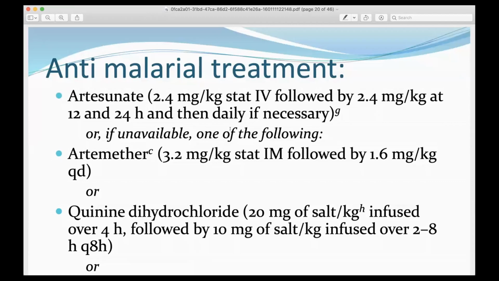Anti-malarial treatment, what will you give? Artesunate. Obviously, it is the first choice. Artesunate you will give 2.4 milligram per kg IV at start, followed by 2.4 milligram per kg at 12 and 24 hours, then daily if necessary. So with artesunate, one is the bolus, followed by 2.4 milligram 12 hourly, then daily if necessary.